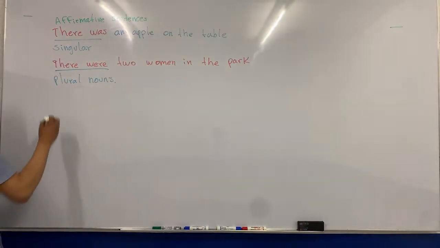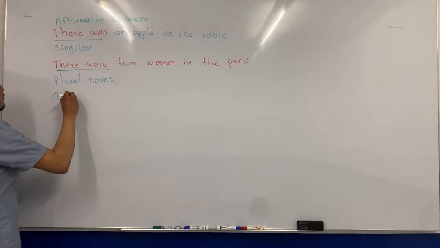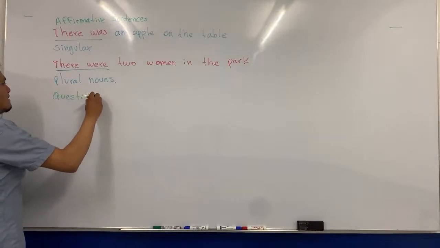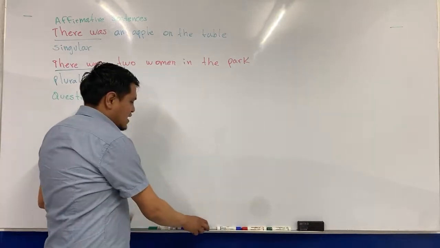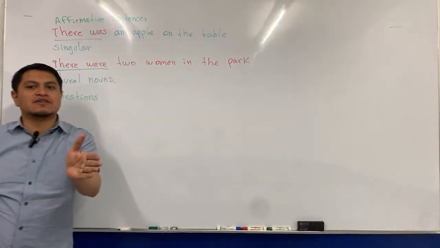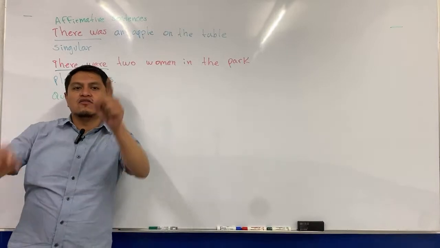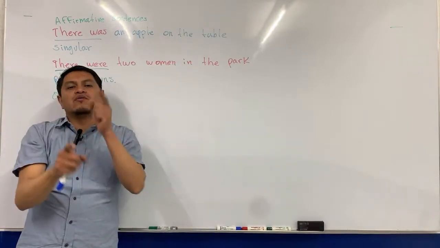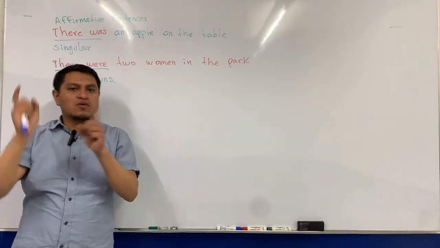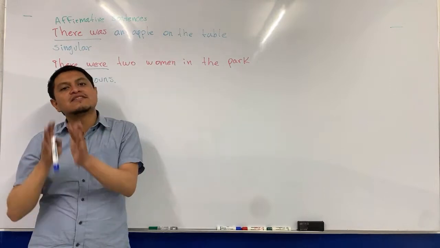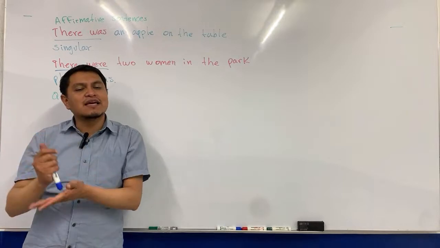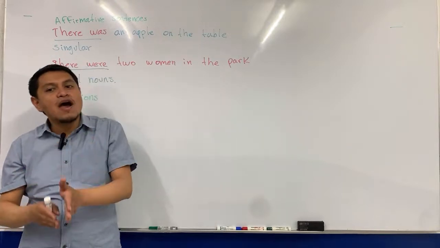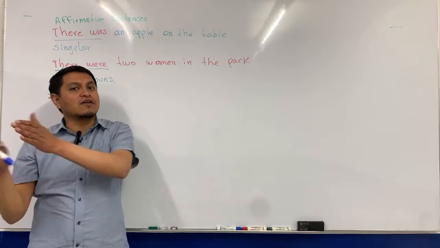Now, for question sentences. For questions, for example, again, switch the words. We change the order of the words and start the sentence with the verb to be in the past. In this case, it's like, was there a dog in the park?